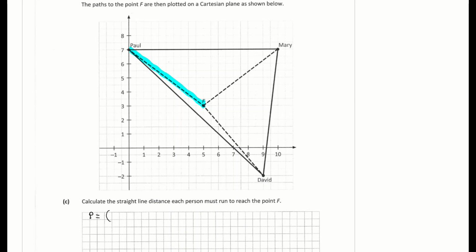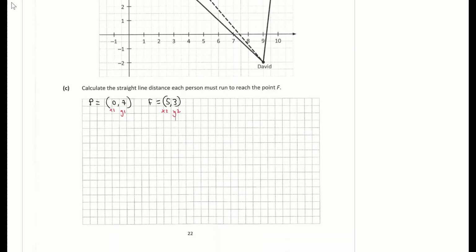So Paul has the coordinate of 0, 7. And F has the coordinate 5, 3. And I'm going to label them x1, y1, x2 and y2, and I'm then going to use my distance formula from my log tables to find that distance between P and F. So the formula from my log tables for distance is D is equal to the square root of (x2 minus x1) all squared plus (y2 minus y1) all squared. And then I sub them into my formula.